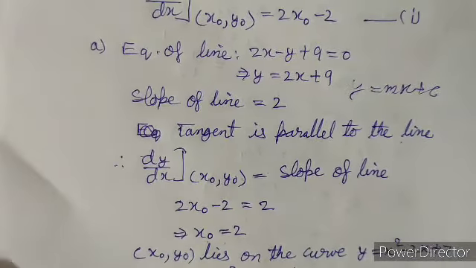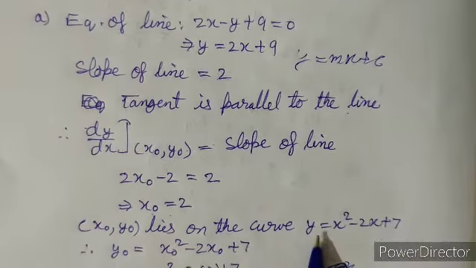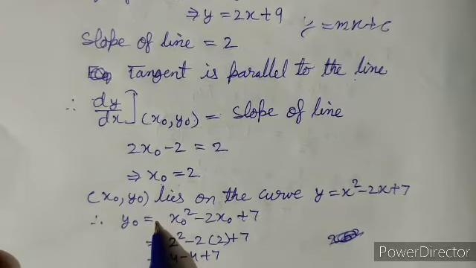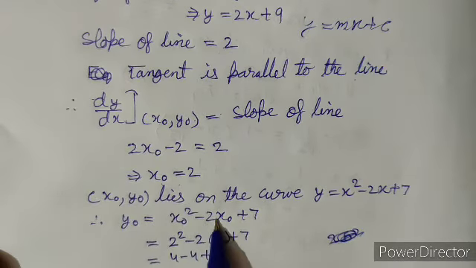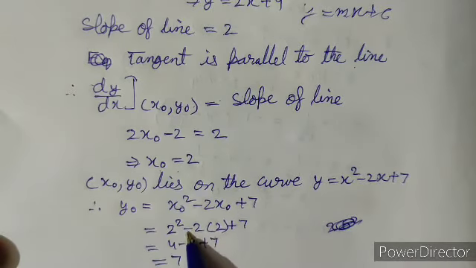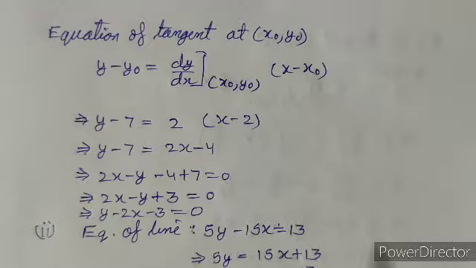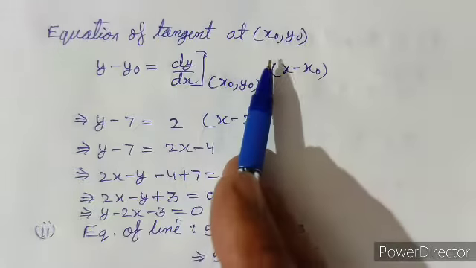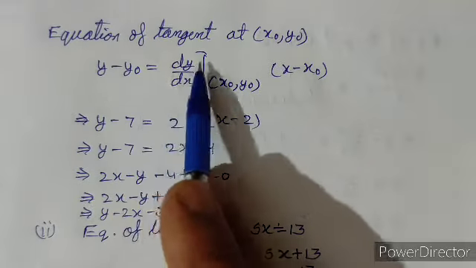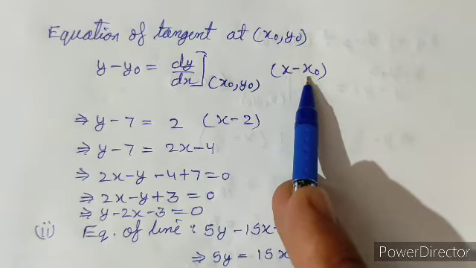Now we know that (x0, y0) are the points of the curve. So they will satisfy the equation of the curve. Or we can say y0 will be equal to x0 square minus 2x0 plus 7. On putting the value of x0 as 2, we are getting y0 as 7. Now, equation of tangent at (x0, y0) will be given by y minus y0 equal to slope of the tangent at (x0, y0) into x minus x0.